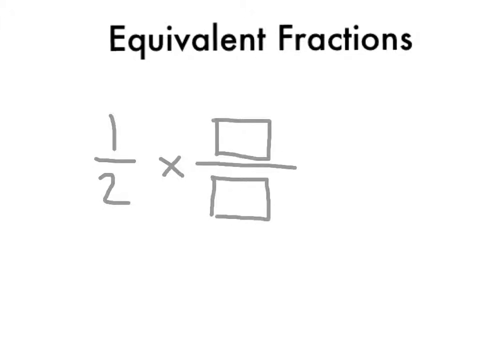All right, so let's try another one. We're going to do a little bit different here. 1/2 times something is going to equal 8/16. We know earlier that 1/2 and 8/16 is equal to each other. So, Miss Mitchell, what did we multiply to get from 1/2 to 8/16? 2 times 8 is 16. Okay. And 1 times 8 is 8. Very good. So we multiplied by 8/8 to get to 8/16.